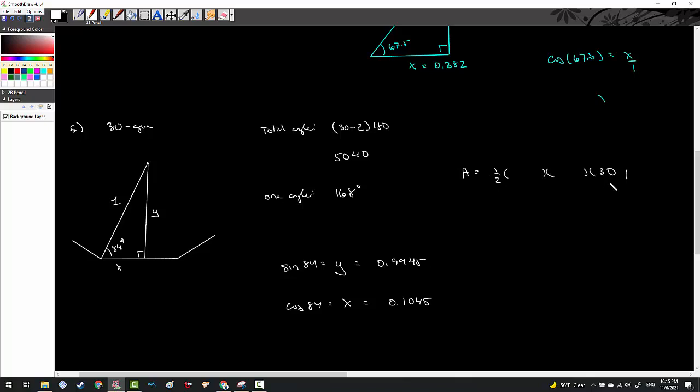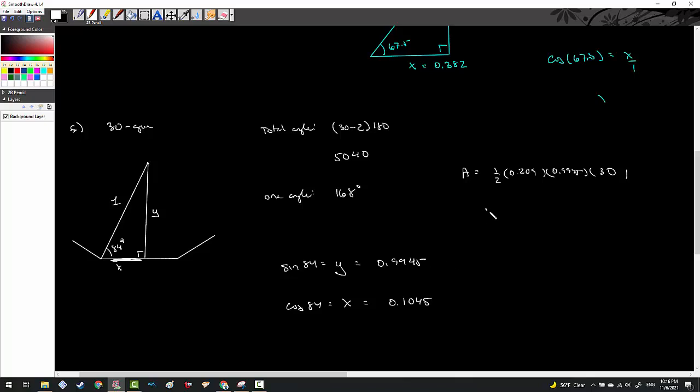Now in this case, there's going to be 30 triangles. My height is going to be 0.9945, and my base is going to be this number times 2, because again, it only covers half of that base right there. So 0.209. So I'm going to take that and multiply him by 0.9945, multiply him by 30, and then divide him by 2.